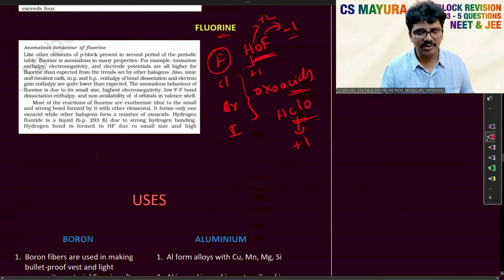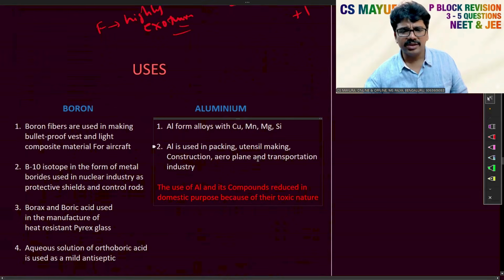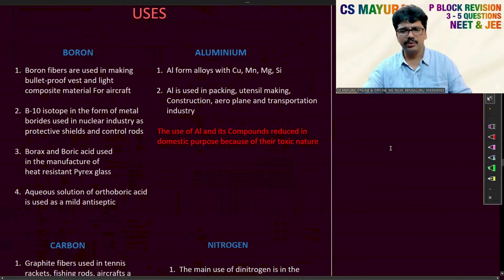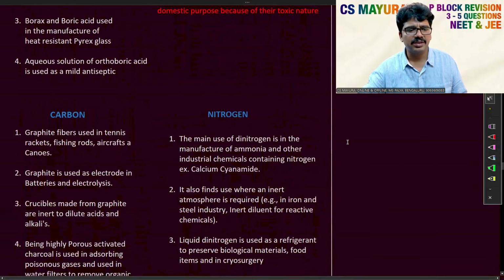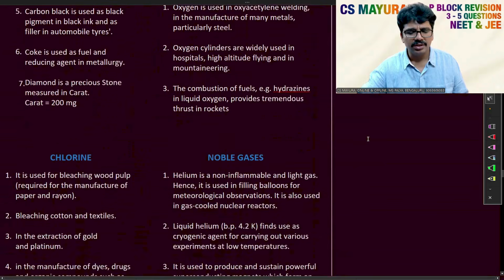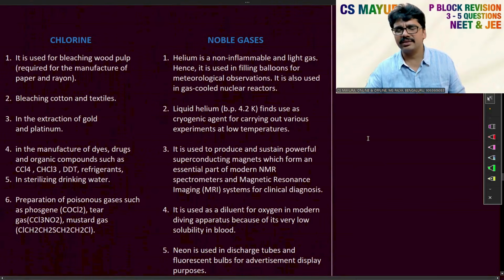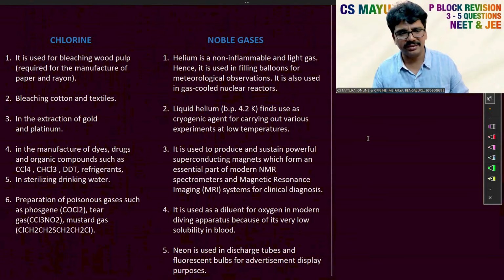And fluorine is highly reactive. All fluorine reactions are highly exothermic in nature. Next, coming to uses. You can read all these uses. Just pause your video and read those uses. All elements' uses I have written here: boron uses, aluminum uses, carbon uses, nitrogen uses, oxygen uses, chlorine and noble gases. Noble gases uses are very important. Many times they ask questions.